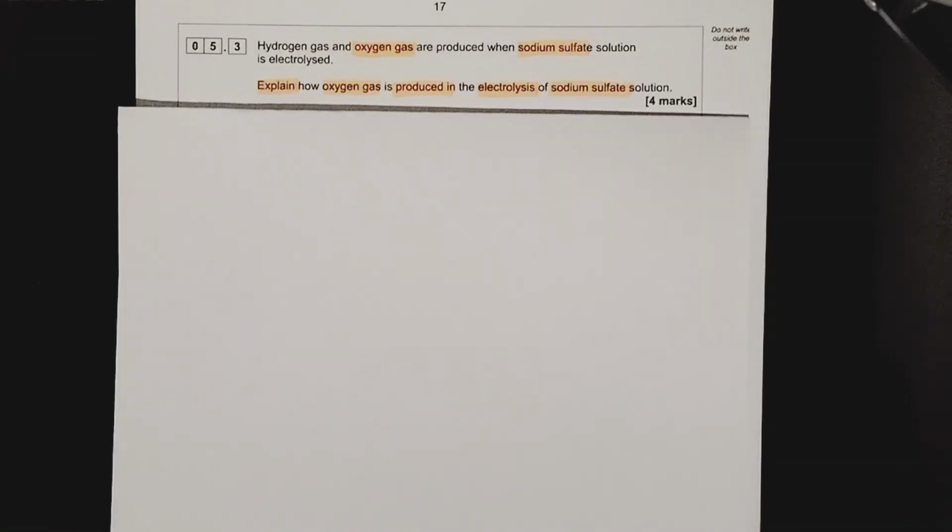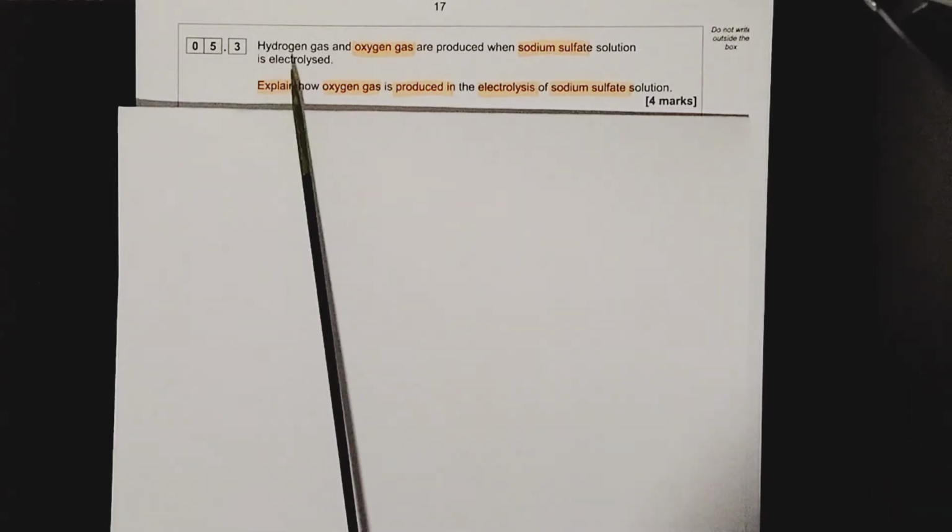And finally on question 5, we're told that hydrogen gas and oxygen gas are being produced when you electrolyze a sodium sulfate solution. We're asked to explain how hydrogen gas is produced in the electrolysis of sodium sulfate solution. We have a problem because sodium sulfate, nowhere in that name is there any implication that there's any oxygen going to be produced. So where's it coming from?